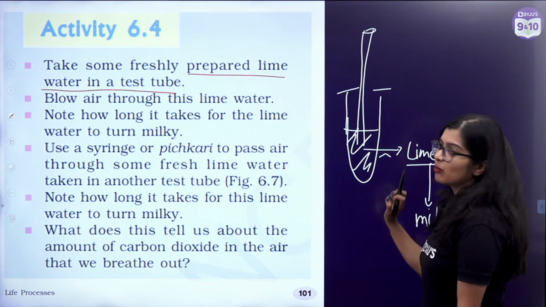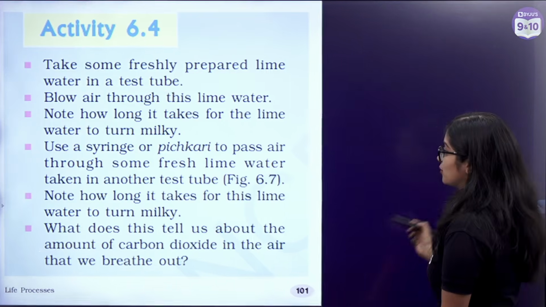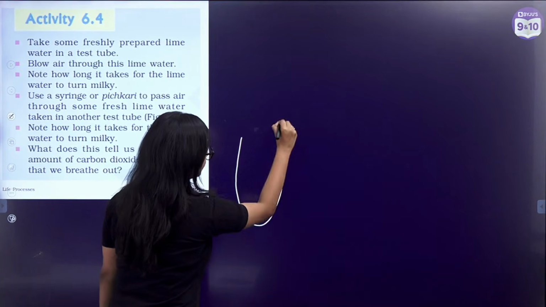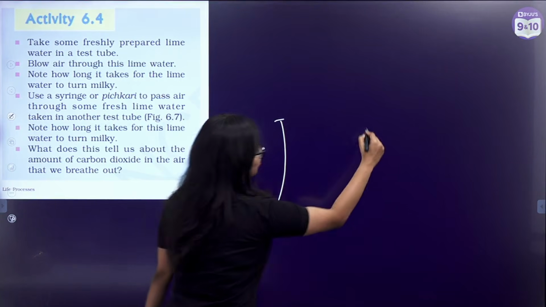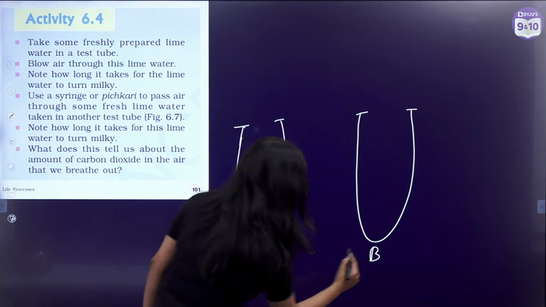Now this is going to be one thing. Now the next one is you take another test tube. Okay, let's go to our drawing board again. So you have two test tubes with us at this point. Test tube 1, test tube 2, let's call this A and let's call this B, right?